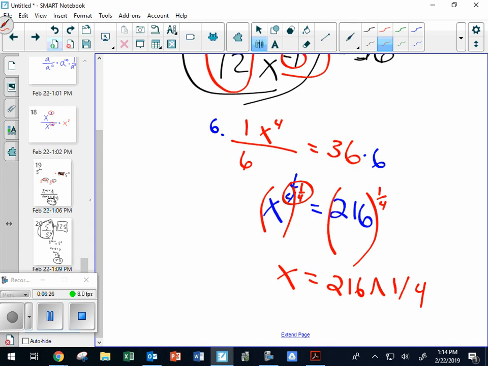It would put it to the power of 1. 216 to the power of 1 is 216, and then it would just divide by 4. How could I fix it so that it would actually do 216 to the 1/4? Put it in parentheses. That's how you'd put in 216 to the 1/4 power. Not some nasty decimal. 3.83.